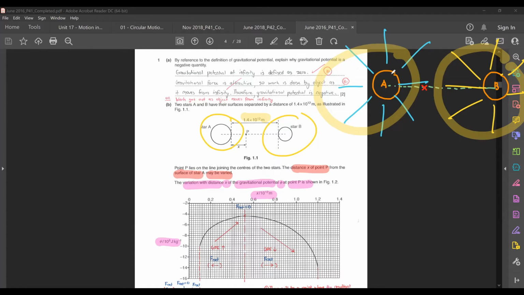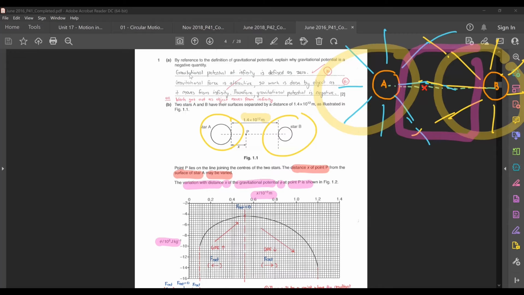You see, the field line for star A will extend all the way here. The field line for star B will extend all the way here. So there will be a region where the field lines for star A and star B overlap, which is right over here. Okay, so when they overlap, because gravitational field is a vector, when they combine, you will get some sort of resultant.